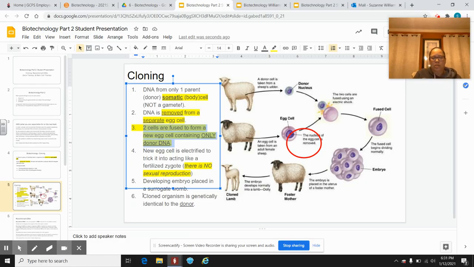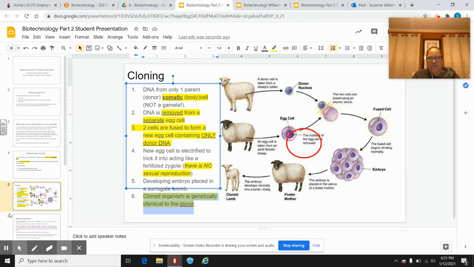And the cloned organism is identical to the donor. So in this case, Dolly was identical to the sheep that gave the udder, not the sheep that gave the egg that was then emptied. All right. So be able to identify the different stages here. The nucleus of the egg cell was removed so that you understand where the DNA is coming from, only from one sheep. All right. So that's cloning.